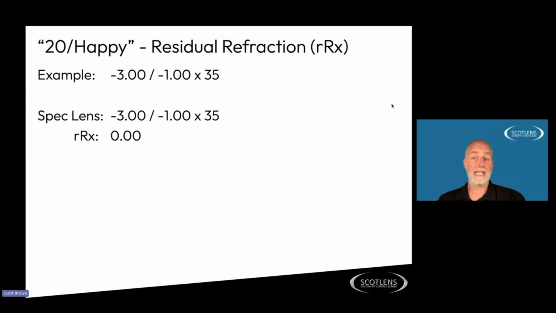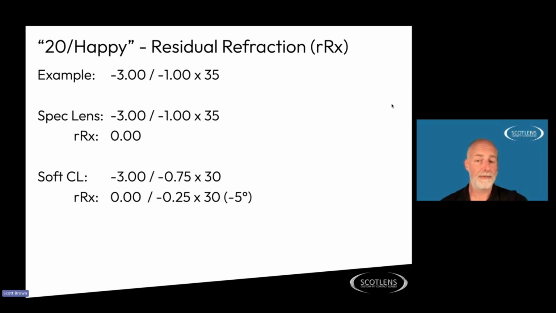So if we have a patient with a -3, -1 axis 35, of course, if we were giving them specs, we would give them specs with that power, -3, -1, -35. And they would have no residual prescription. So they're going to see really crisp and sharp. Everything's going to be great. If we wanted to give them soft contact lenses off the shelf, we wouldn't be able to give them that exact prescription.